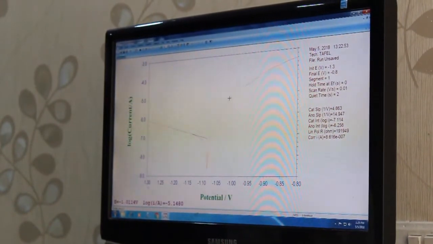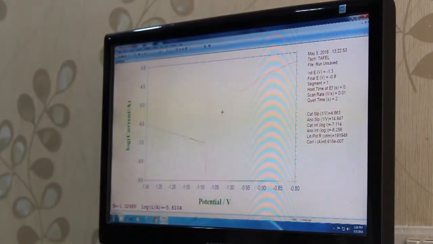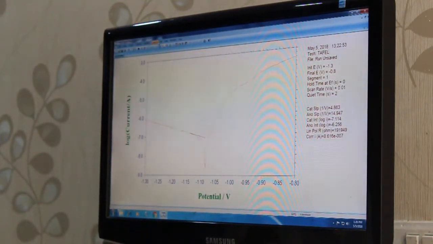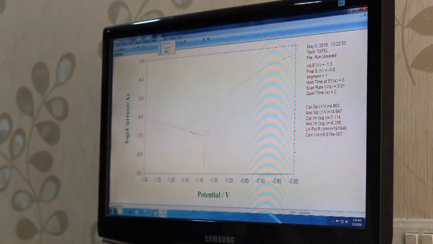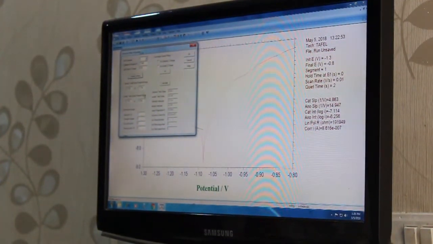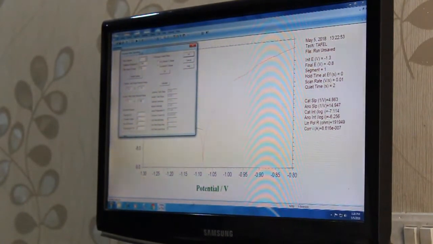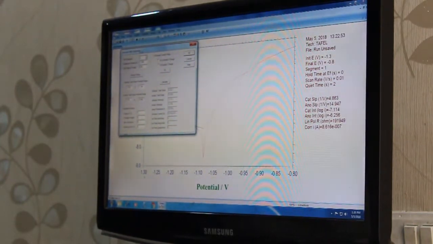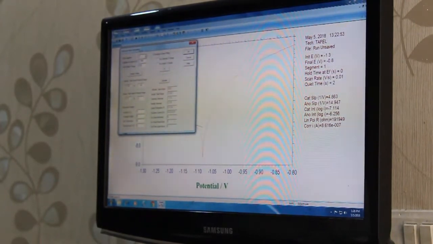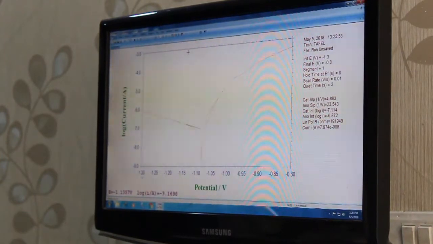What is this potential? Minus 1.01. Minus 1.03 and minus 1.01. Simulation, not simulation. Minus 1.03 and minus 1.01. Right? Let me try now. Calculate. Okay. Is it fine?